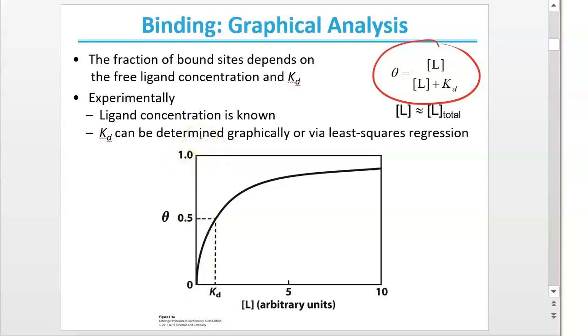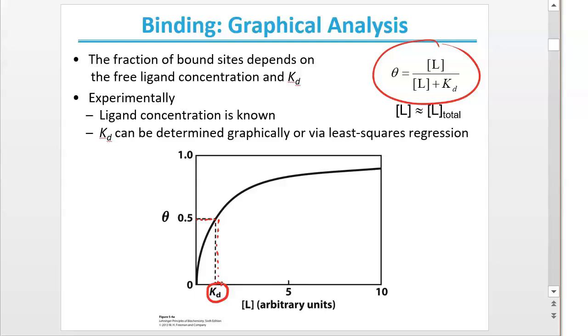And in this representation, when you look at where half of the sites are bound, exactly half, and you find out what the concentration of ligand is at that point, that is the dissociation constant. So the dissociation constant gives you an idea of how tightly the ligand is bound or how favorable that binding is.